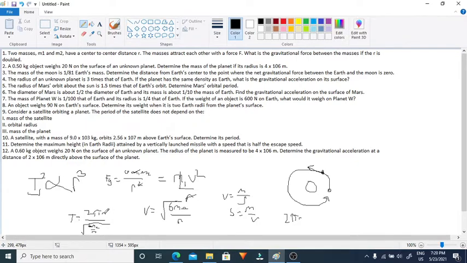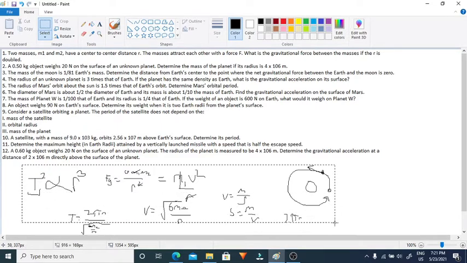And we can see that the mass of the planet is in there, which means that it does have an effect on it, but the mass of the satellite isn't, so it does not depend on it. So our answer is only 1, the mass of the satellite. That's our final answer.